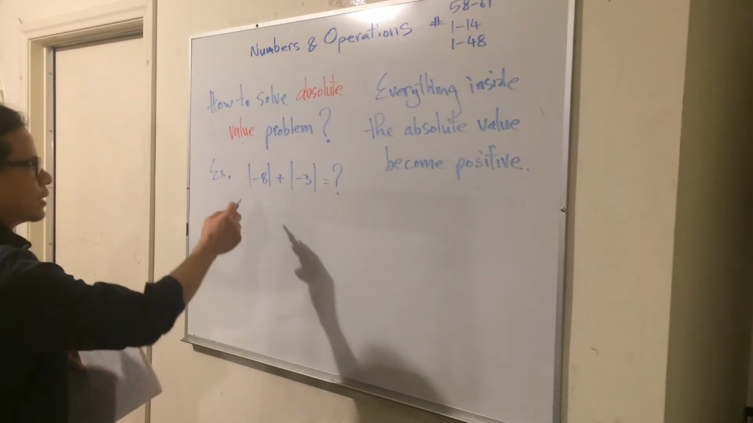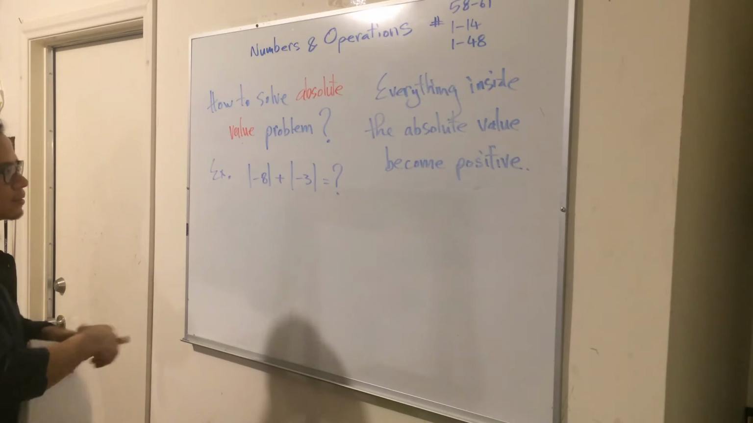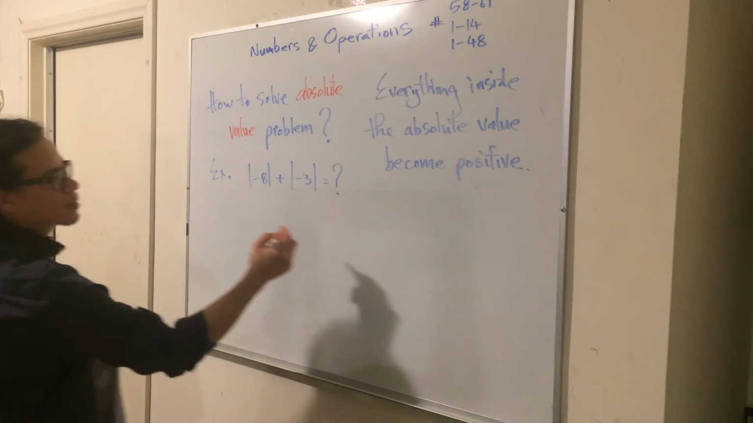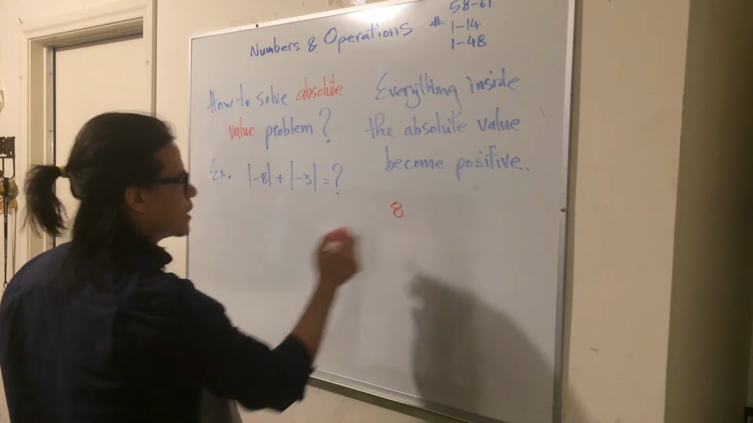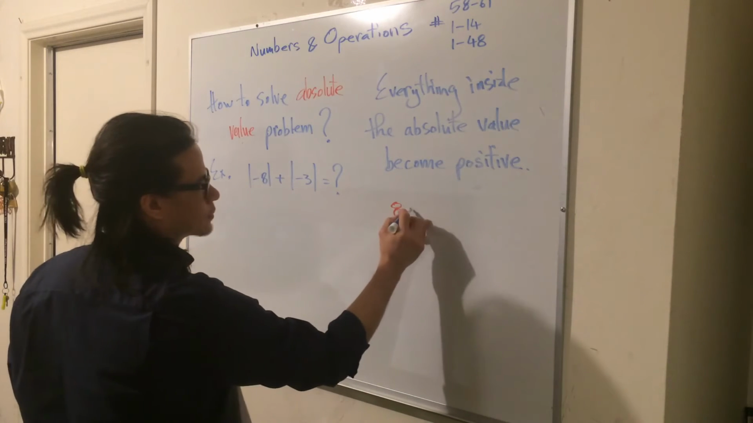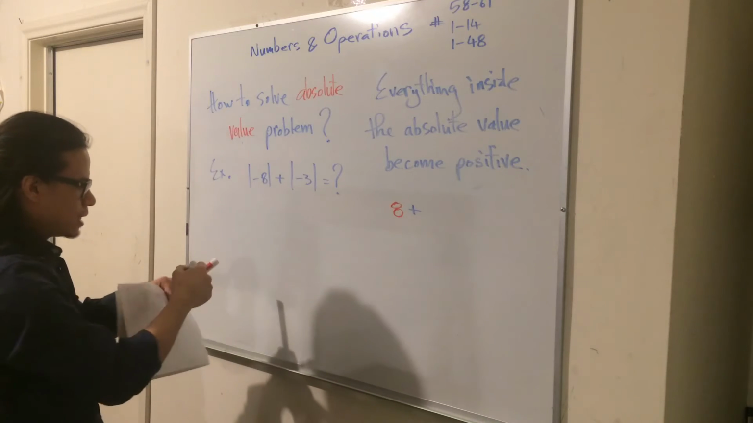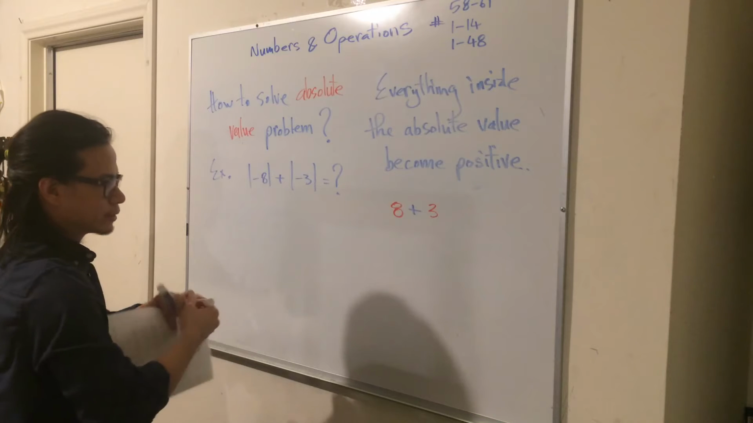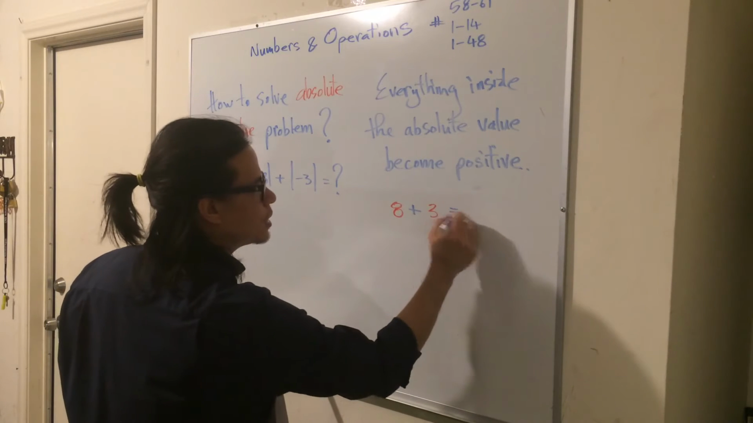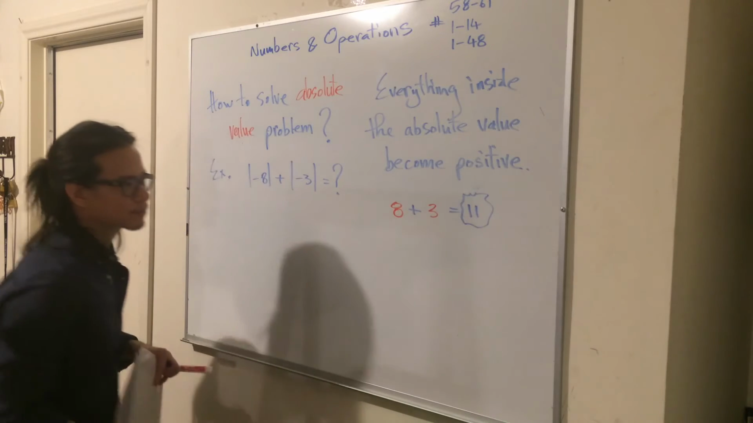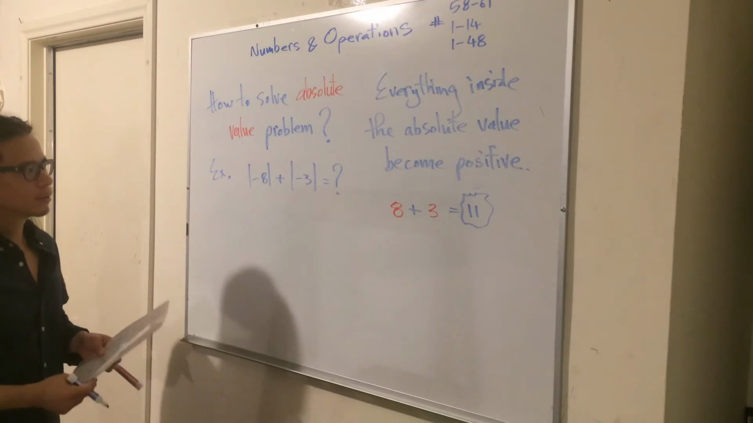Okay, so let's look at an example here. You have -8 inside of the absolute value, so that turns into 8. And then you have plus -3 inside of an absolute value, which becomes +3. So 8 plus 3 gives us 11.